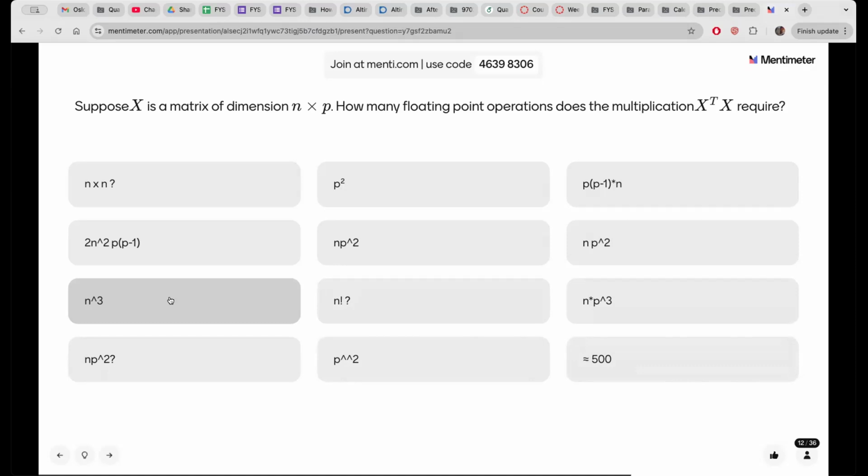Let me just put on some light here. So the answer is actually 2 times p squared times n. Those of you online can't see it, but it's 2 times p squared times n. If this is a square matrix, n times n, this is n cubed. So you can quickly see now that if you have a matrix which is 1,000 times 1,000, this requires 1 million floating point operations.